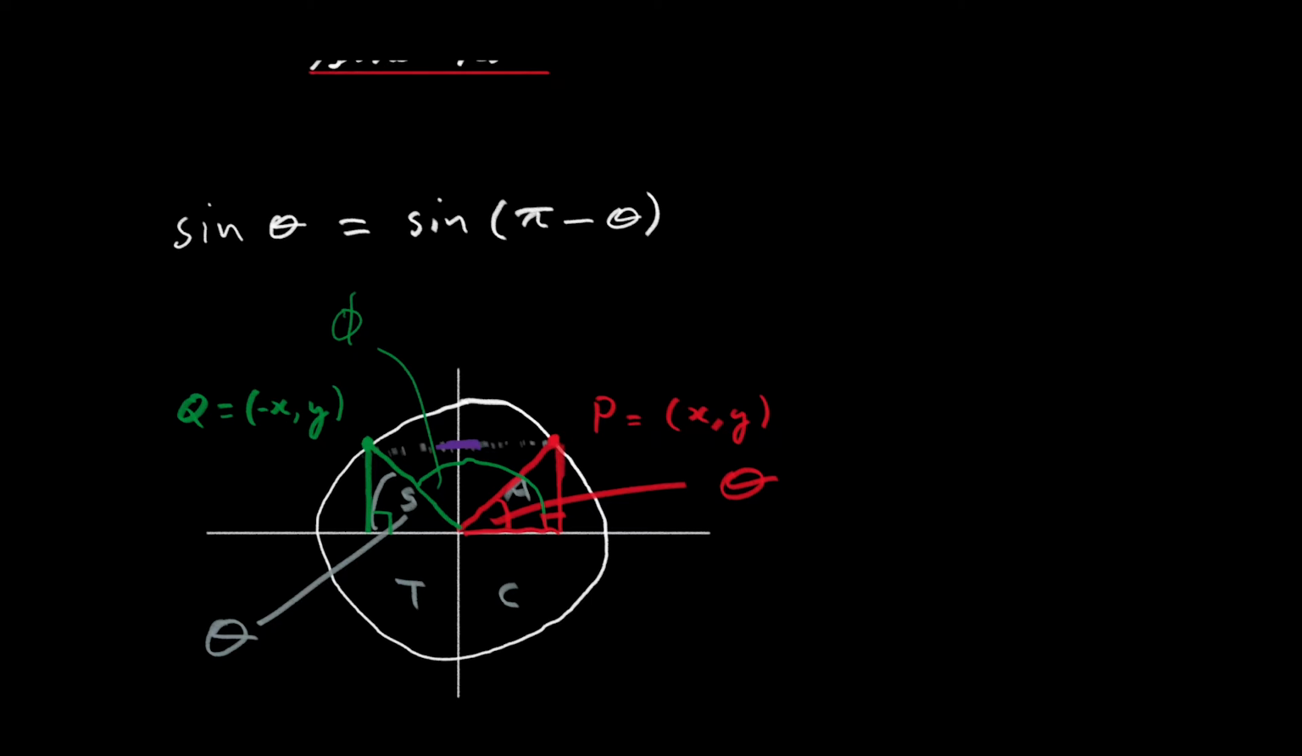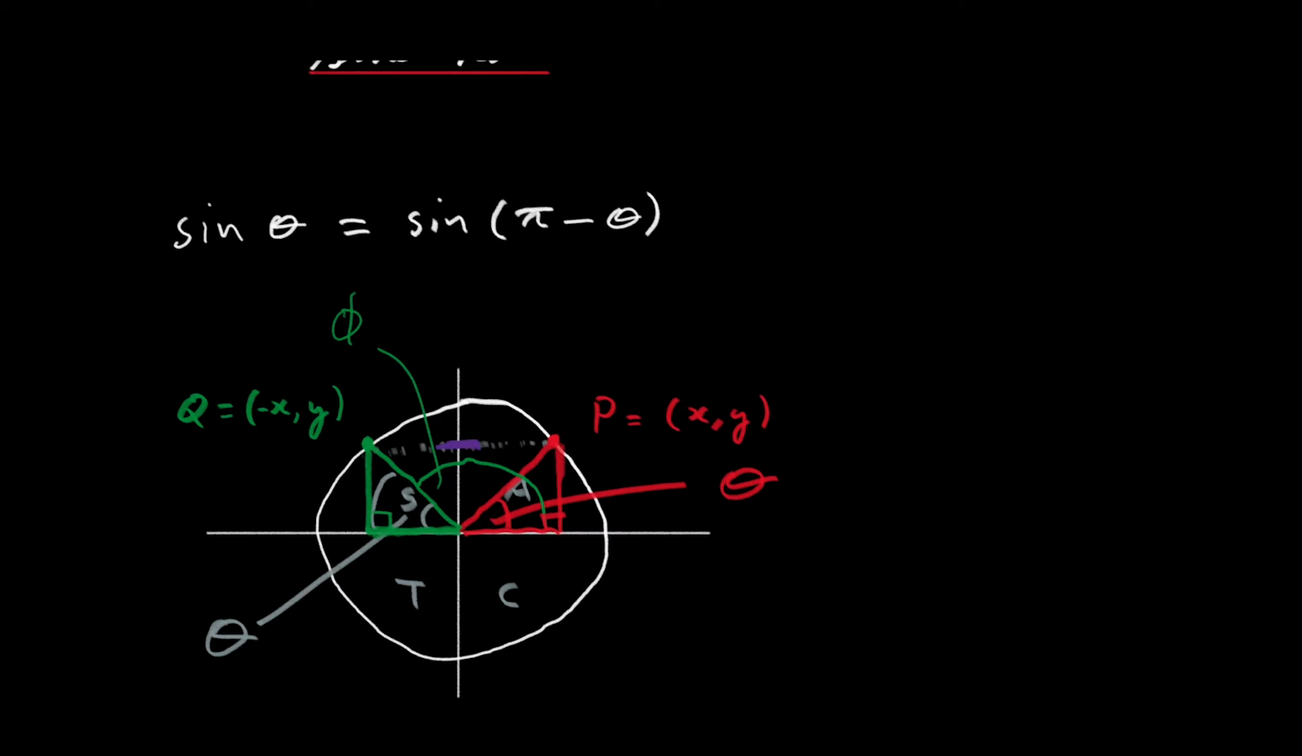They have the same y component, which means the vertical side of each triangle is the same. Its length is whatever y is. And the horizontal lengths of these triangles, well, even though the point Q has the x component negative x, and the point P has an x component of just x, as lengths they are the same because lengths are always positive. You can't really have a negative length. So both of these triangles have the same length of their base sides. All sides are of equal length. These triangles are symmetrical, so this angle here is also theta.